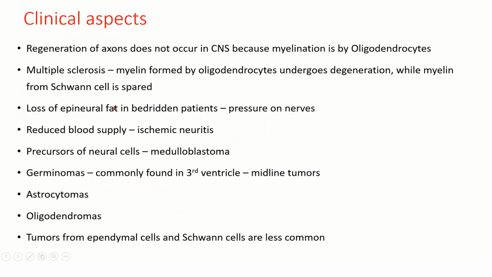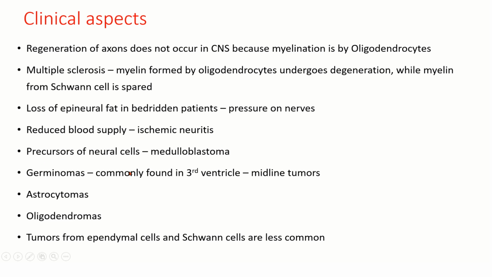Clinical aspects. Regeneration of axons does not occur in central nervous system because myelination is by oligodendrocytes. In multiple sclerosis, myelin formed by oligodendrocytes undergoes degeneration while myelin from Schwann cells is spared. Loss of epidural fat in bedridden patients causes pressure on nerves. Reduced blood supply leads to ischemic neuritis.